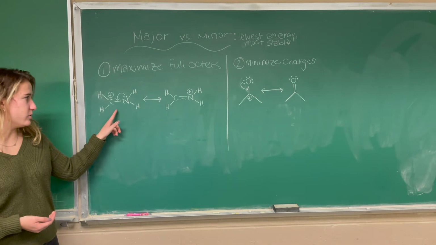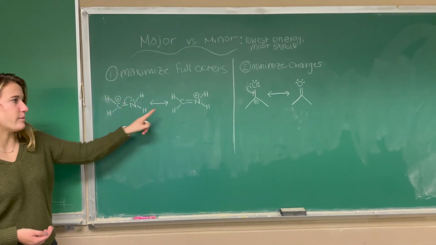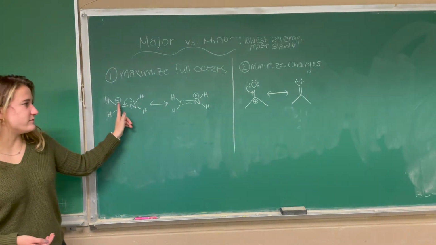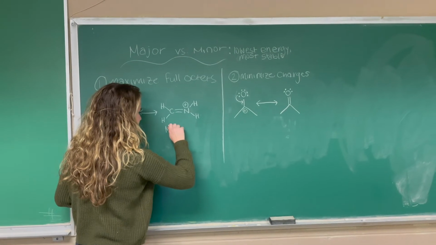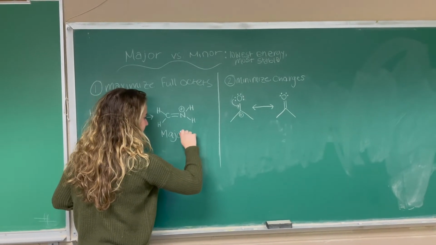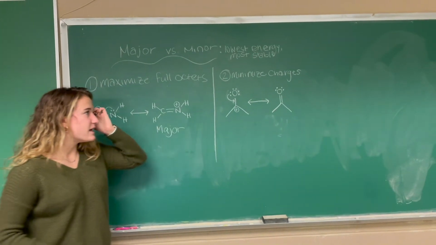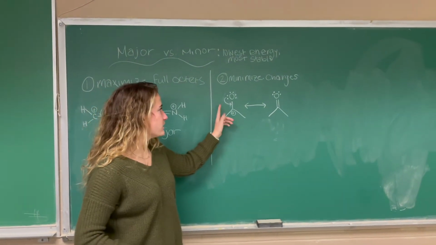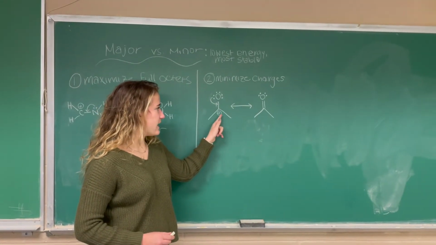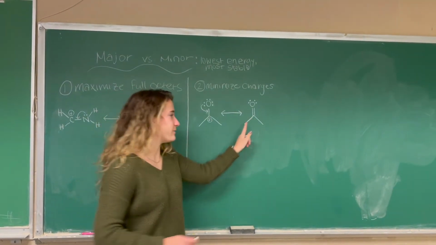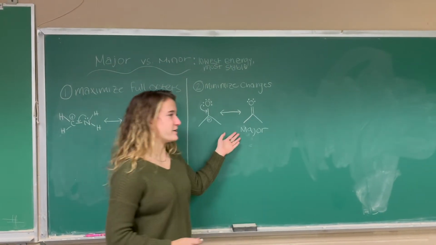So in this example, you can see that the lone pair from the nitrogen is moving to the sigma bond to form a pi bond. That moves the positive charge to the nitrogen. And this one's a major form because there are more filled octets. In the second example about charges, the lone pair from the oxygen is moving to form a pi bond here, and this fully gets rid of the positive charge. So in this case, this one's the major form.